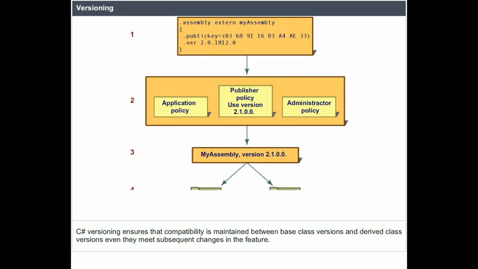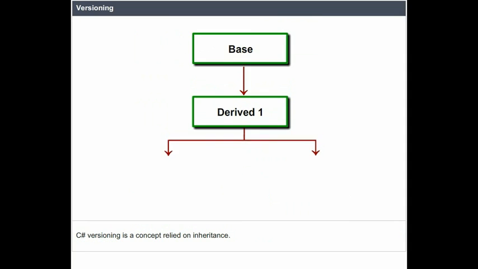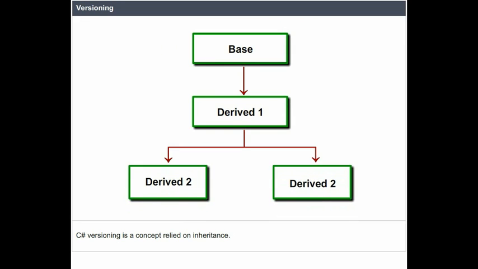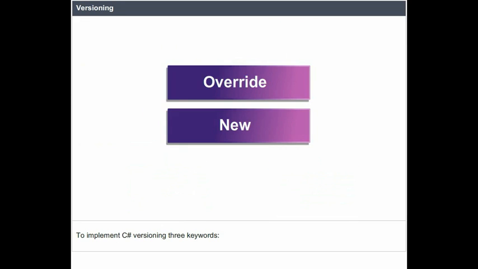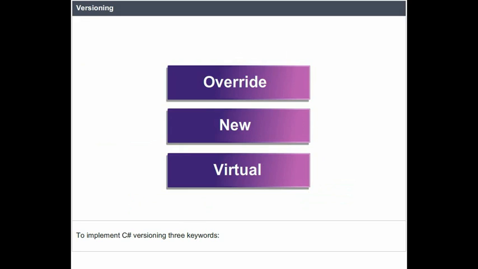C# versioning ensures that compatibility is maintained between base class versions and derived class versions. It also addresses subsequent changes in features. C# versioning is a concept that relies on inheritance. To implement C# versioning, the following 3 keywords are used: virtual, new, and override.